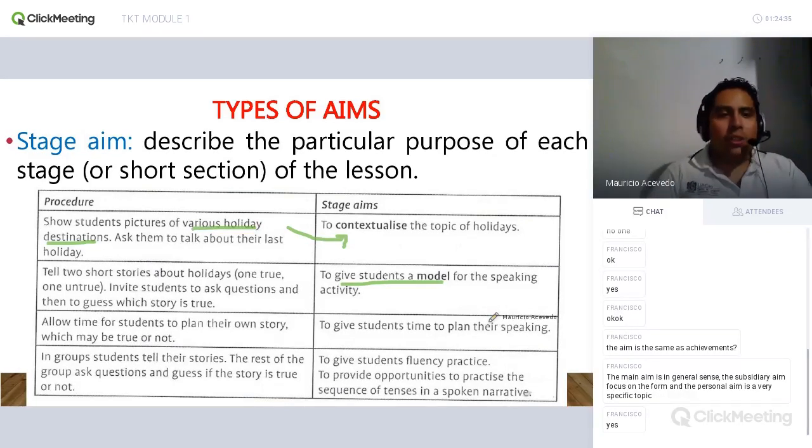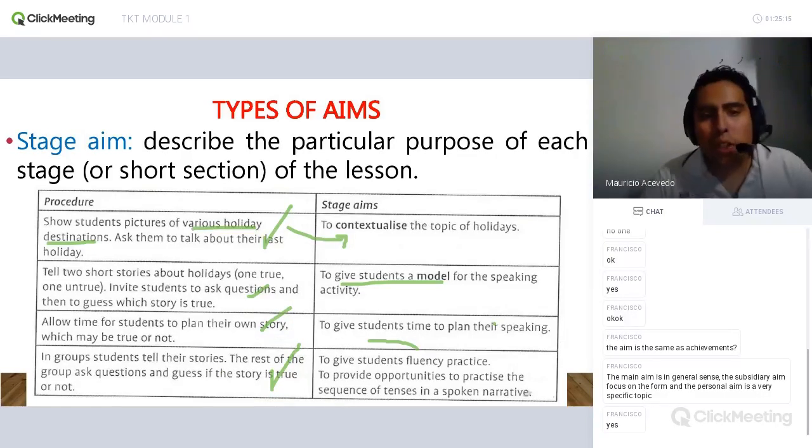Next activity: allow time for students to plan their own story, which may be true or not. So the aim in this activity is to give students time to plan their speaking. That's it. So it doesn't have to be very, very formal. You're just telling them that you're going to give them time. And the stage aim is to give them time indeed. And the last procedure, this is like PPP, you see? The presentation, which is this, the practice, which is this, and the production, which is this. This is similar to this methodology.